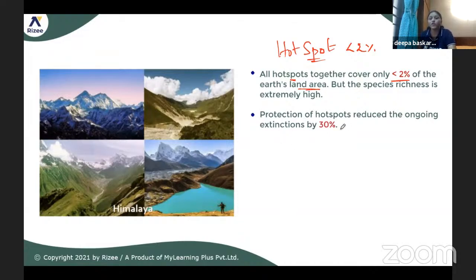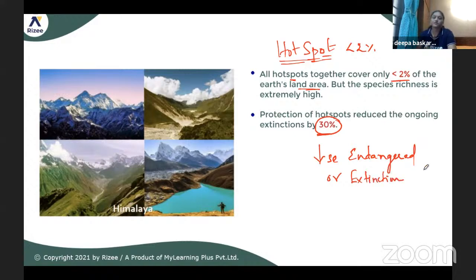Protection of hotspots reduced the ongoing extinctions by 30%. Biologists found out that by notifying hotspots and protecting hotspots, we can decrease the endangered species or extinction. Clear? So how much? A 30% reduction was noticed.